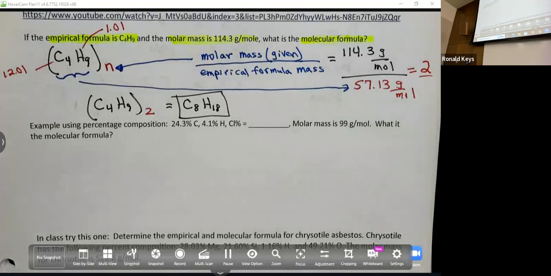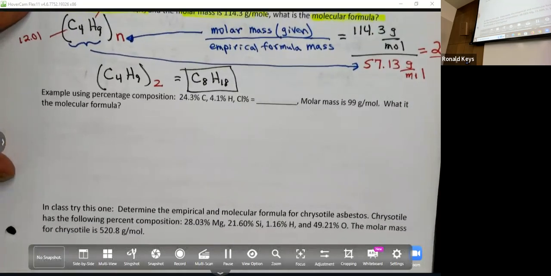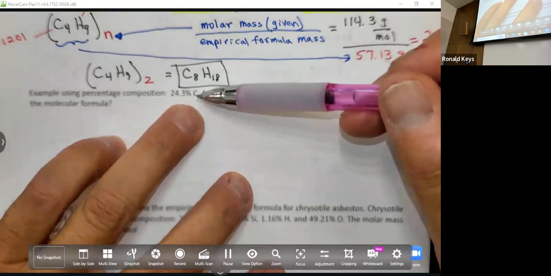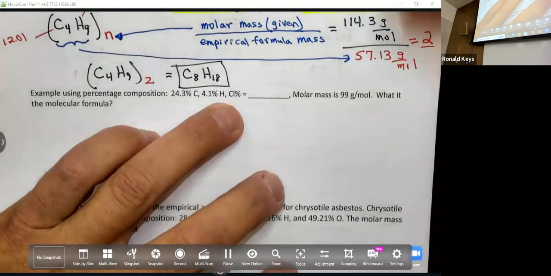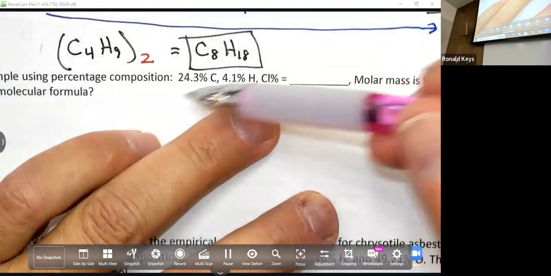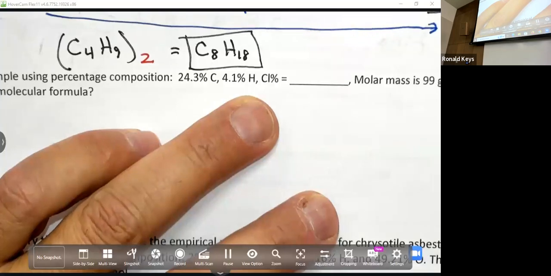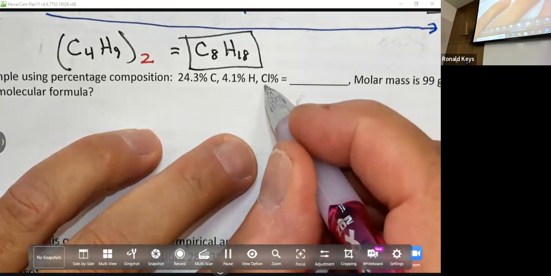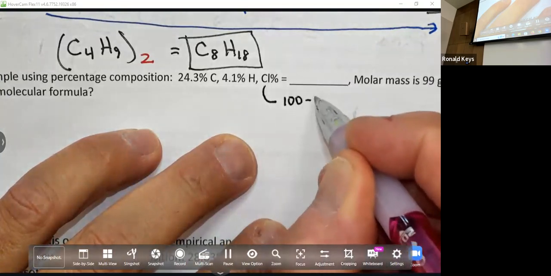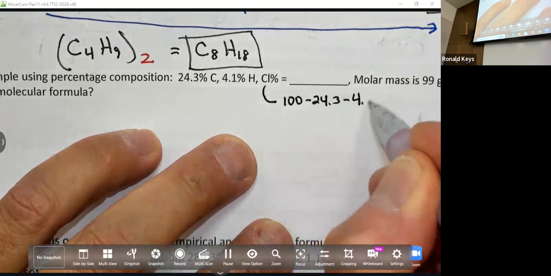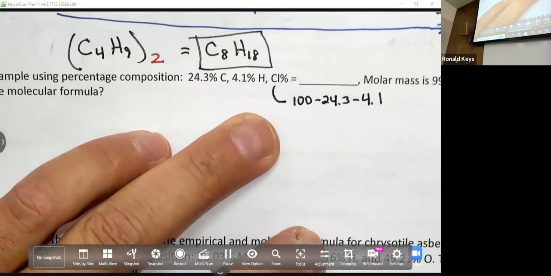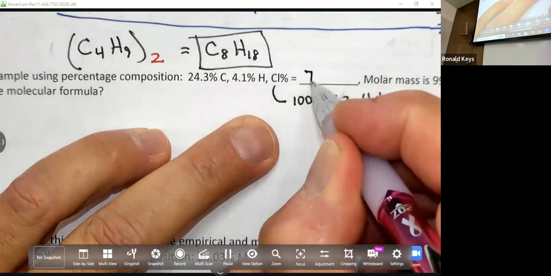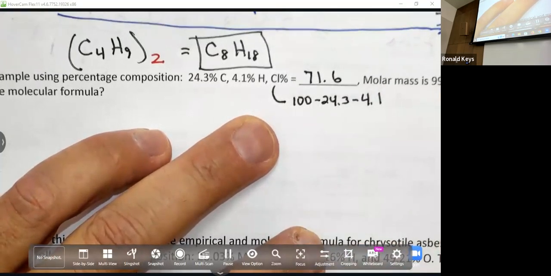Okay, two more problems here, and then we can go to chapter 3. Here's an example using percentage composition. Got 24.3% carbon, 4.1% hydrogen. If these are the only three elements in the compound, then my chlorine should be 100 minus 24.3 minus 4.1. Does all three have to add up to 100? So that would be 71.6% chlorine.